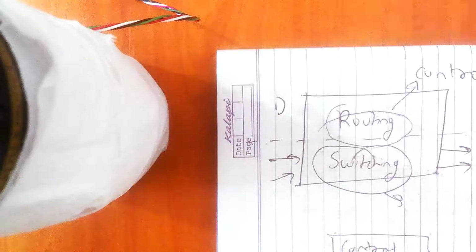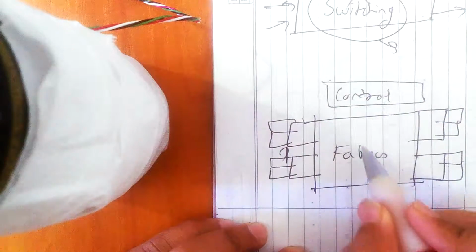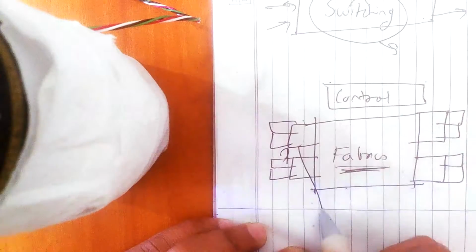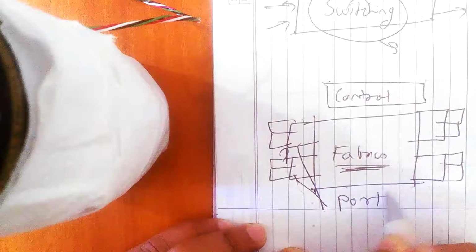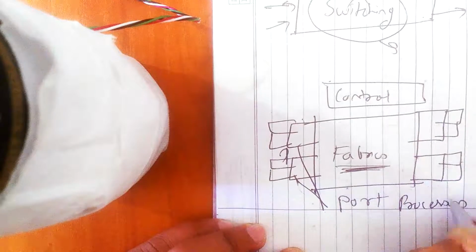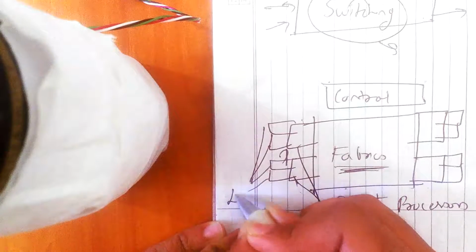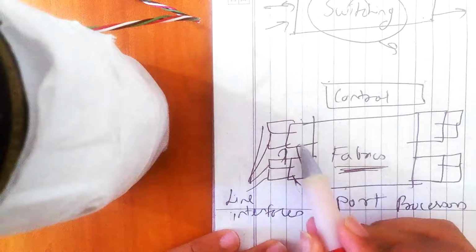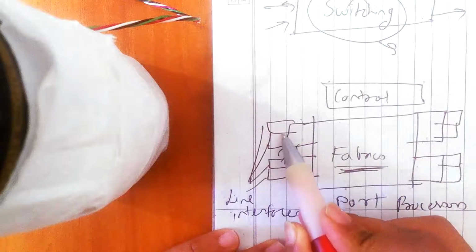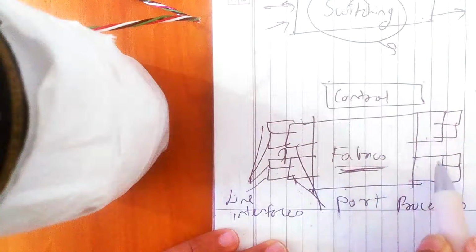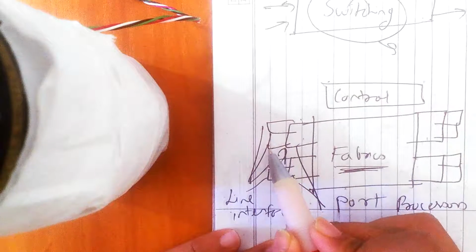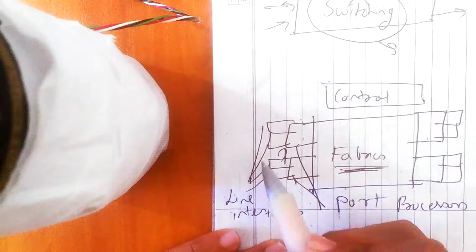Okay. Now let's look into the internal structure of a switch. The internal structure of a switch basically consists of a fabric, which is the heart of the switch. These are all port processors, and these are all line interfaces. As you can see, port processors are located on both sides of the fabric. Line interfaces are also located here. Here there are two line interfaces per port processor. You can have more than two as well, but for convenience, I have shown two line interfaces.